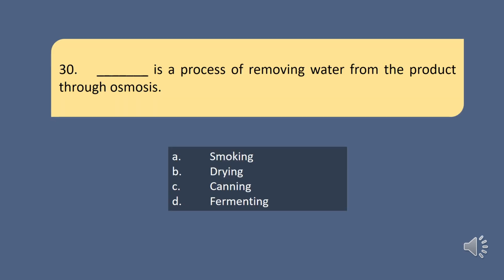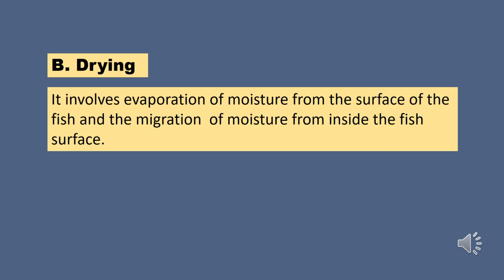and texture. 30. Blank is a process of removing water from the product through osmosis. A. Smoking. B. Drying. C. Canning. D. Fermenting. 5, 4, 3, 2, 1. The correct answer is letter B.